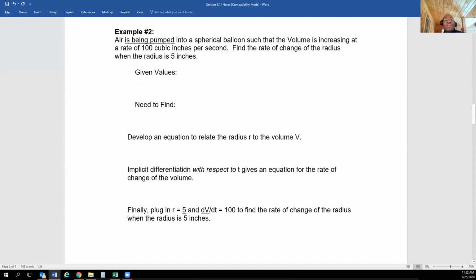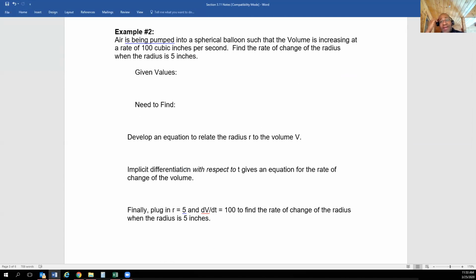All right, so now let's take a look at the second example here. This example states that air is being pumped into a spherical balloon such that the volume is increasing at a rate of 100 cubic inches per second. Find the rate of change of the radius when the radius is equal to 5 inches.